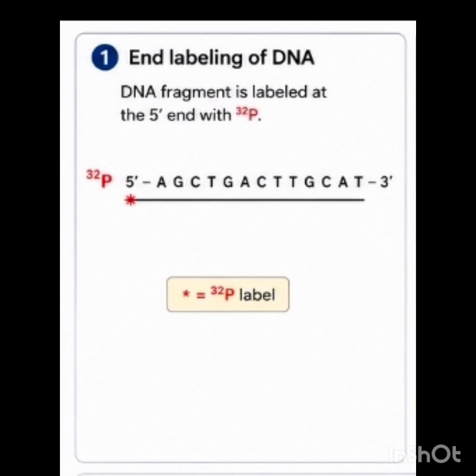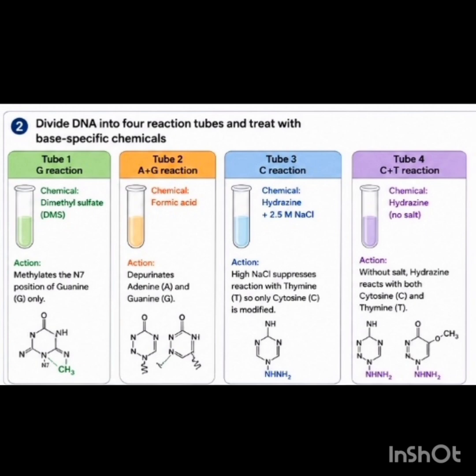Imagine that we have a DNA molecule whose sequence is unknown. The first step is to label one end of the DNA with a radioactive marker so that we can later visualize the fragments produced during the experiments. Once the DNA is labeled, it is divided equally into four separate reaction tubes. Each tube contains a different chemical environment, designed to target specific bases within the DNA molecule.